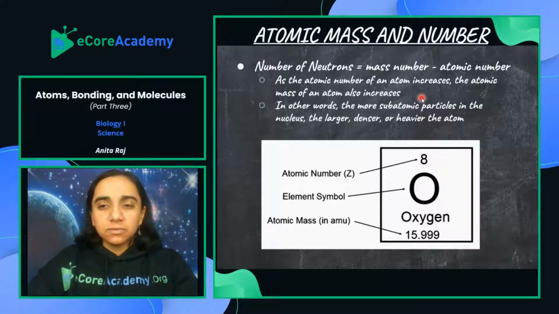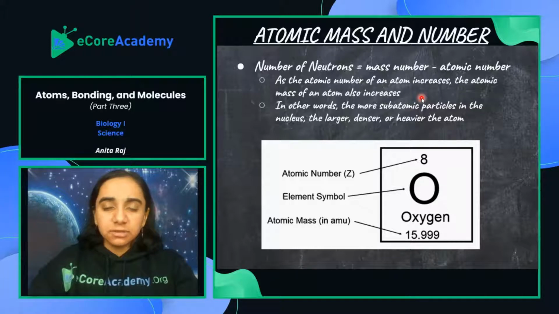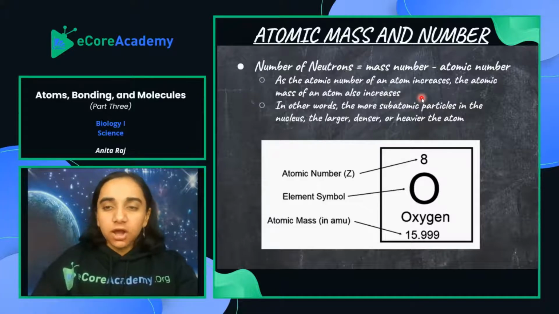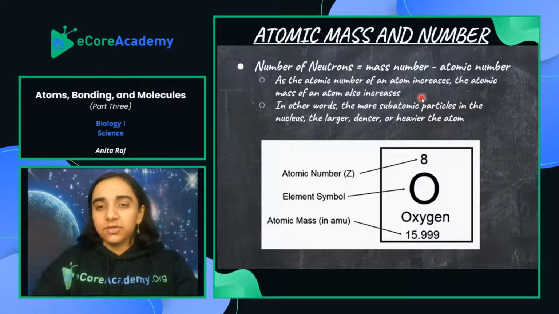In other words, the more subatomic particles in the nucleus, the larger, denser, and heavier the atom. Subatomic particles in this case would be the protons and neutrons. We're not including the electrons because their mass is insignificant. The more we have of those, obviously the larger, denser, or heavier the atom is going to be. So the more space, the more mass it's going to have.